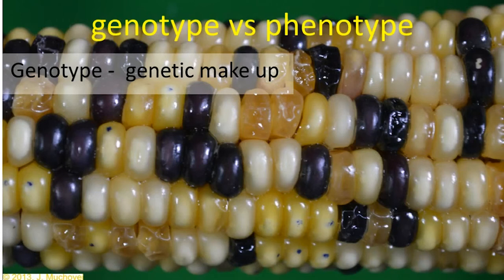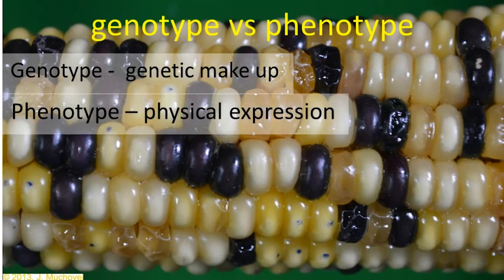When we're dealing with genotype, we're looking at actual genetic makeup, which means we're looking at the genes that you've got in there. A lot of times when we deal with genetics, we talk about phenotype. Phenotype is the actual physical expression. You can see the white, you can see the purple. But the question is, do you know what the genes are? Okay, so we look at genotype and phenotype.